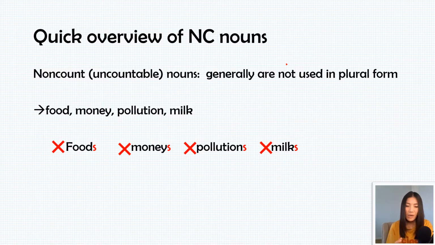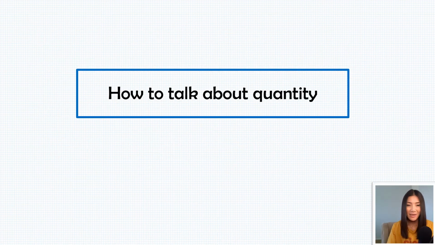For example, I would say there's a lot of food in the refrigerator. We want a lot of money. There's too much pollution, or my kid drinks a lot of milk. So we have a lot of these nouns that we don't pluralize even though we're talking about a lot of it. And because we don't use these nouns in their plural form most of the time, we use them in their singular form, we're going to have to find different ways to quantify them or count them.